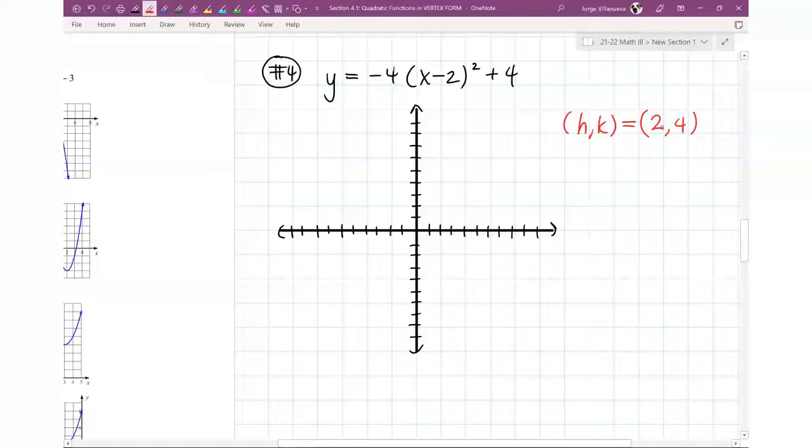Now, let me put that on the graph. 2, 4, right here. Okay? Now, notice how my A term is a negative 4. Which way does it open? Down, okay? So I know this is opening downwards. It's still going to look like an A. So that means that my A term, that minus 4, or the 4, I'm going to count 4 down and once over, okay? 4 down, so 1, 2, 3, 4, once over. So that's going to be right here. And right here as well.